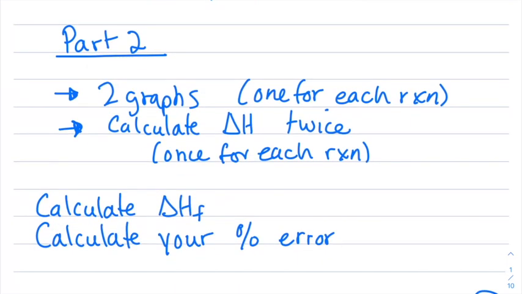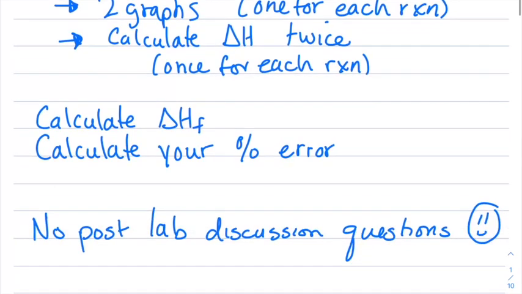For part 2, there's going to be 2 graphs. There were 2 experiments that would have been run in part 2, so you'll do 1 graph for each of those reactions, and then you'll calculate delta H twice, once for each of those reactions. Then you're going to calculate delta H of formation. You'll also calculate your percent error.